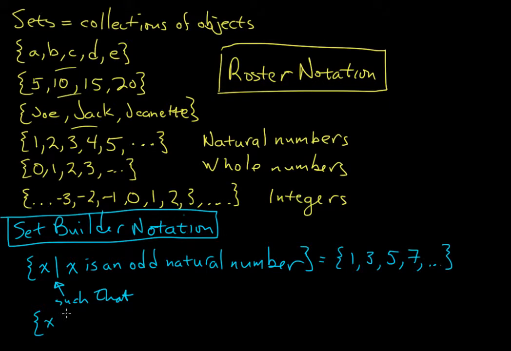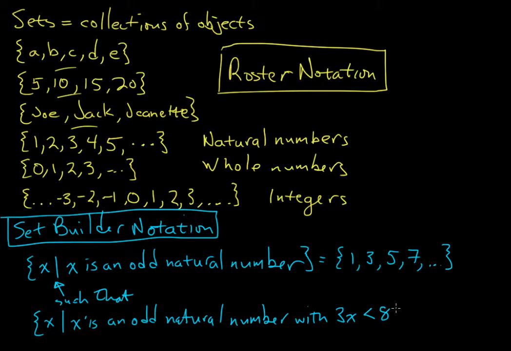For example, I could write the set of all x such that x is an odd natural number with 3x less than 82. Why not? Well, this might be kind of tricky to write.